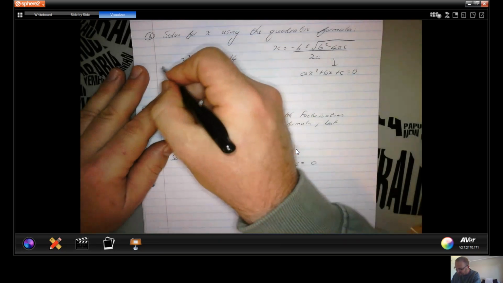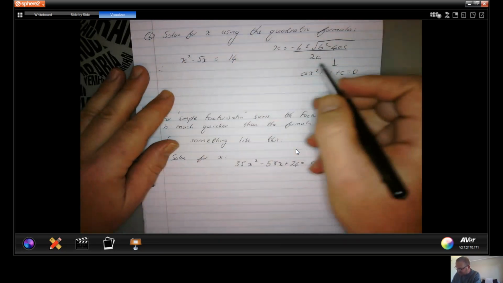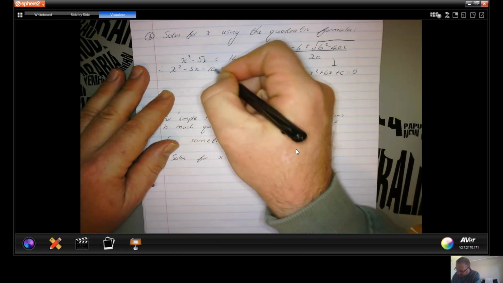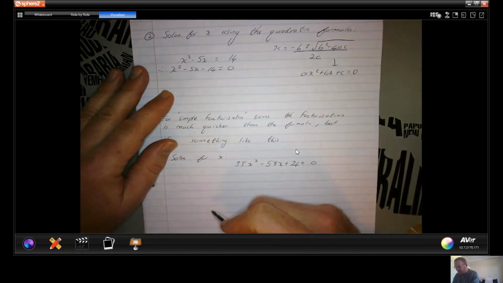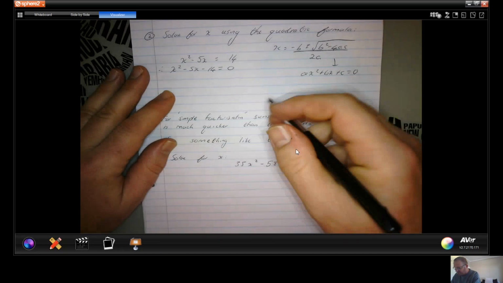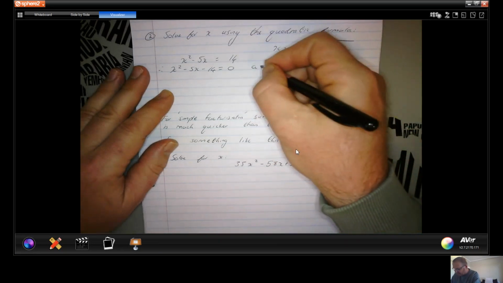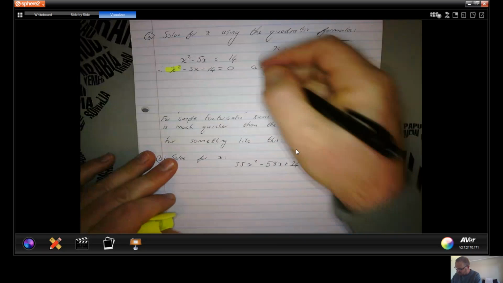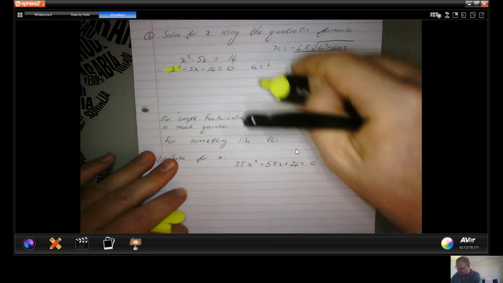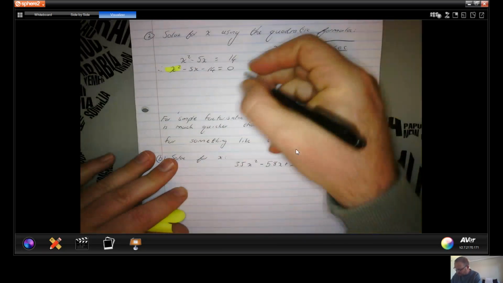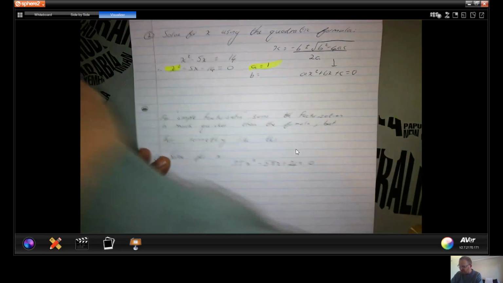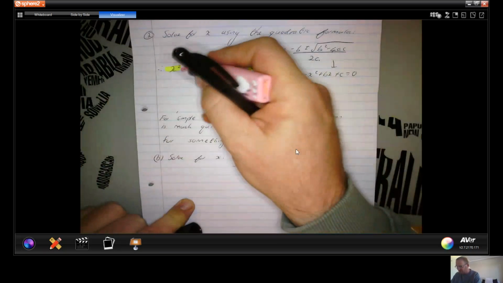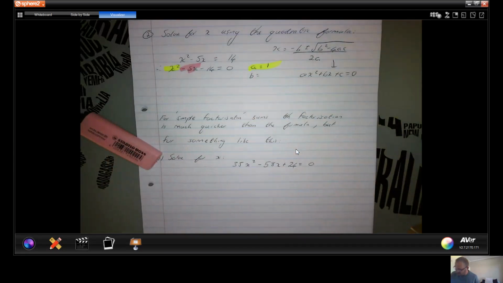So the first step we've got to do, okay, is move the 14 to the other side. So I get x squared minus 5x minus 14 is equal to 0. Now go write down the values of a, b, and c. Well, what is a? A is the coefficient of x squared, and the coefficient of x squared is 1. So a is equal to 1. What is b? B is the coefficient of x, and the coefficient of x is -5. So b is equal to -5.